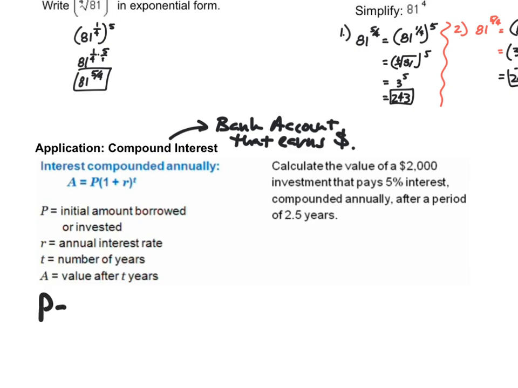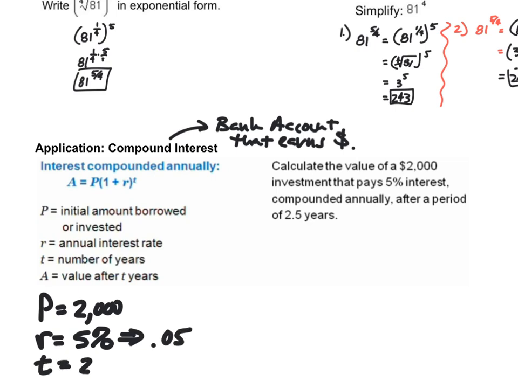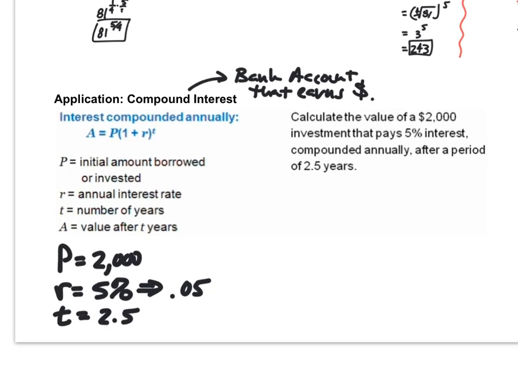Our principal amount is $2,000, okay? Our annual interest rate is 5%, but that 5% as a number is really going to be 0.05, okay? T is 2.5 years, okay? And then A, we don't know. We're trying to find what A is. We're trying to find the amount after T years, okay?